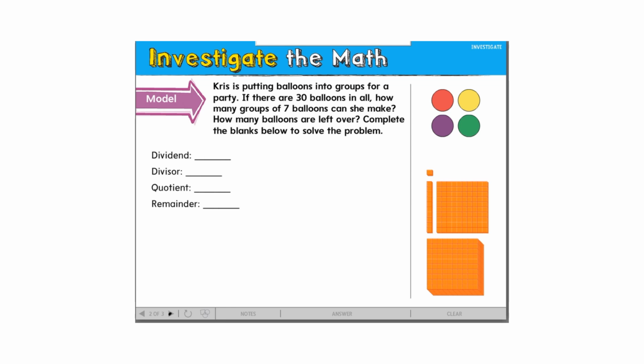So the question says, Chris is putting balloons into groups for a party. If there are 30 balloons in all, how many groups of 7 balloons can she make? How many balloons are left over? Complete the blanks to solve the problem. So our problem is 30 balloons divided by 7.